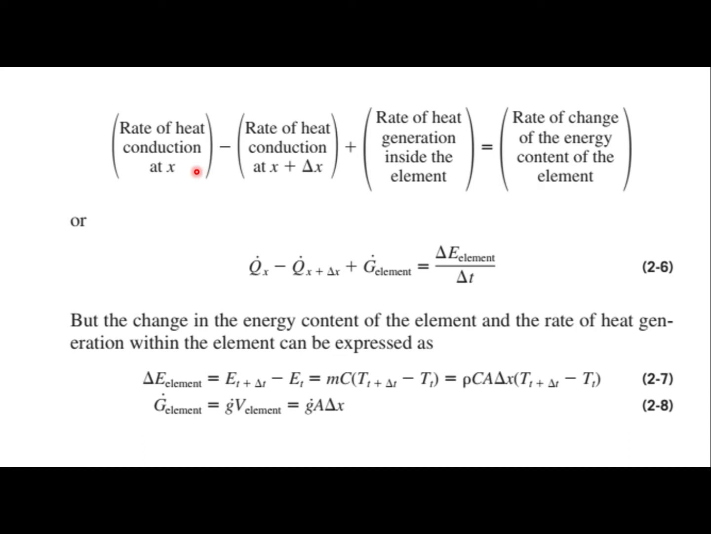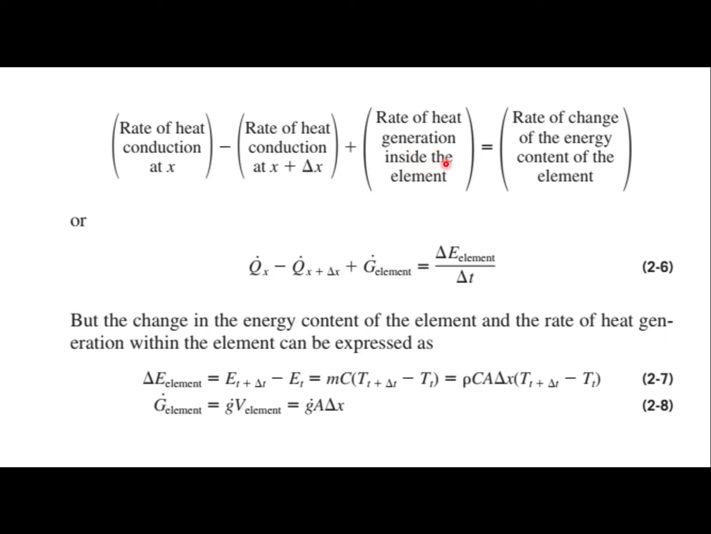So the rate of heat conduction at the place x minus the rate of heat conduction at the place x plus delta x. In a similar way, it is heat in minus heat out. So the rate of heat conduction at x means the amount of heat going into that thin element, minus the amount of heat going out of that particular element, plus the rate of heat generation inside the element.